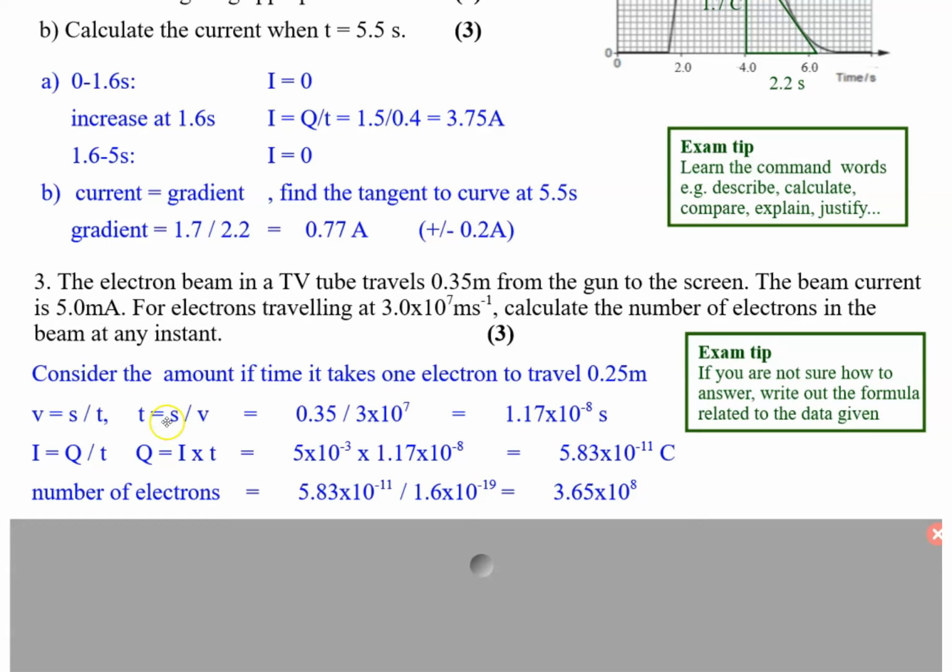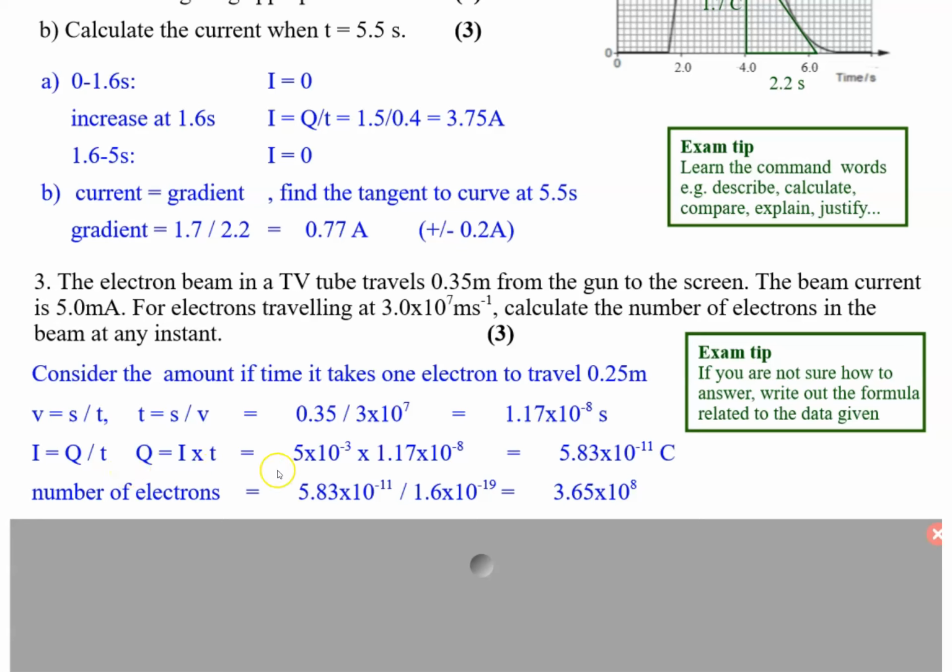So if I calculate the displacement divided by the velocity, I get a time. So that is the time it takes one electron to travel that distance. So even though it's a beam of electrons, we can imagine the journey of one electron. Okay, so then we move to I equals q over t. So we're trying to find the charge.